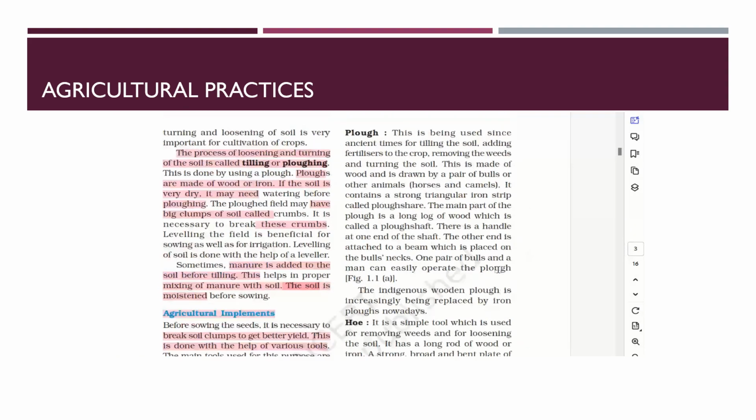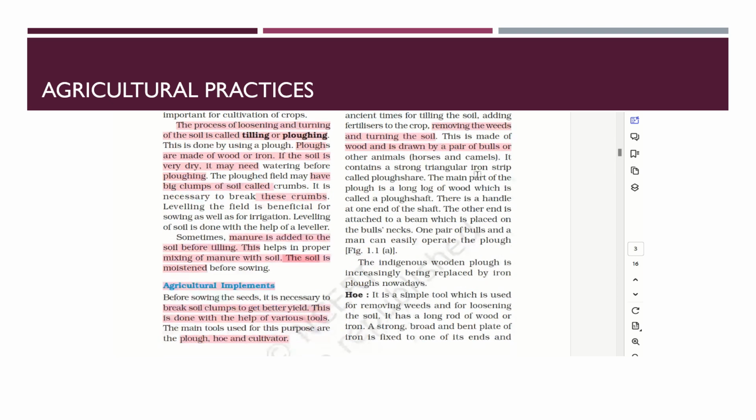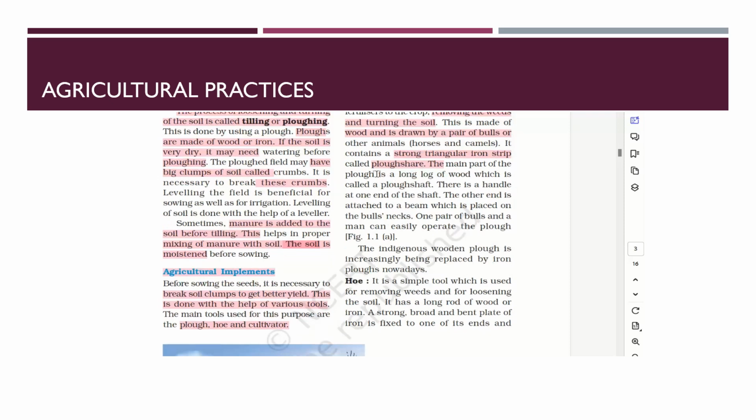Previously it was used in removing weeds and turning or loosening the soil, and it was mainly pulled by a pair of bulls or animals like horses and camels. It has a strong triangular strip. We have seen it in the diagram. It has a strong iron strip on the front, which is called the plowshare, and the main part of the plow is a long log of wood which is called the plow shaft.